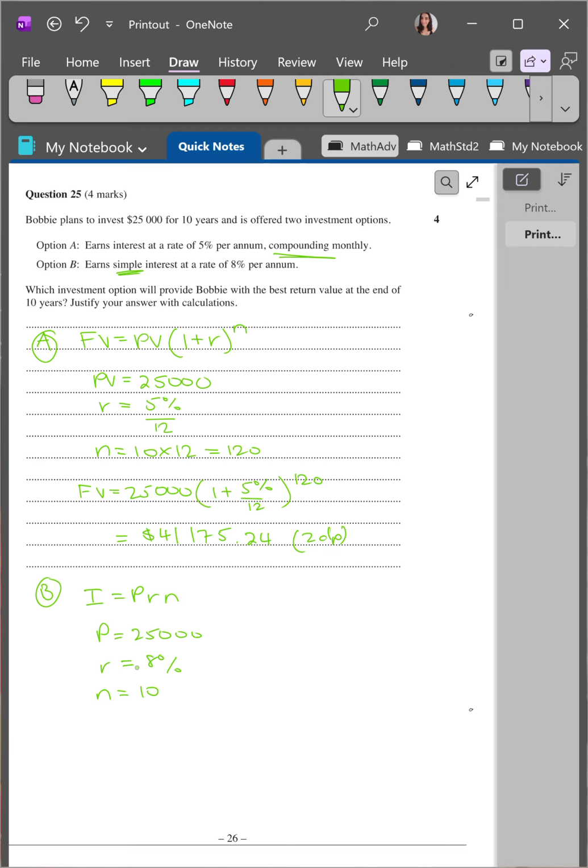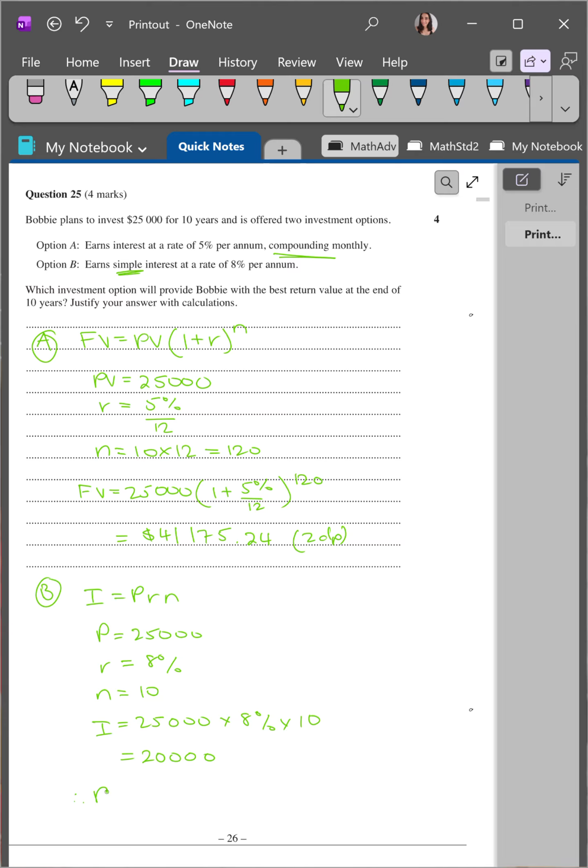So if we put this all into the formula, I equals 25,000 times 8% times 10, and that equals 20,000. And this is just interest. Now, if we want the full future value, we have to include the principal as well. That's why in part A, when we do the compound interest formula, it includes the principal in the formula, whereas in part B, this formula is only the interest.